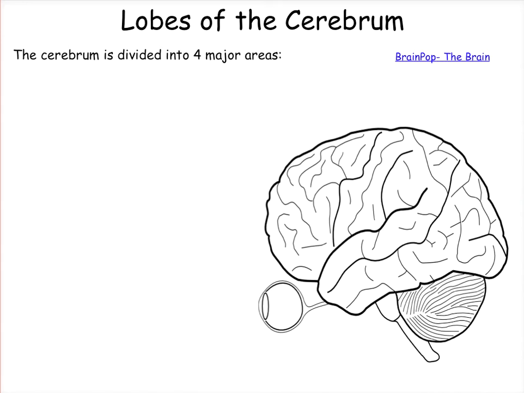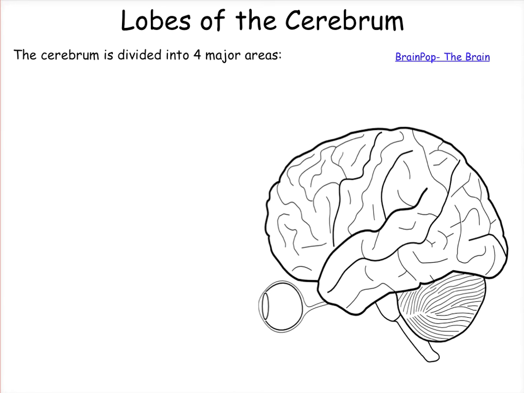Okay. Now we're going to focus on describing a specific part of the brain, the cerebrum. You will need at least 4 colored pens or crayons for this section because we will be shading in parts of the brain as we talk about them. Pause the video now and go get them.